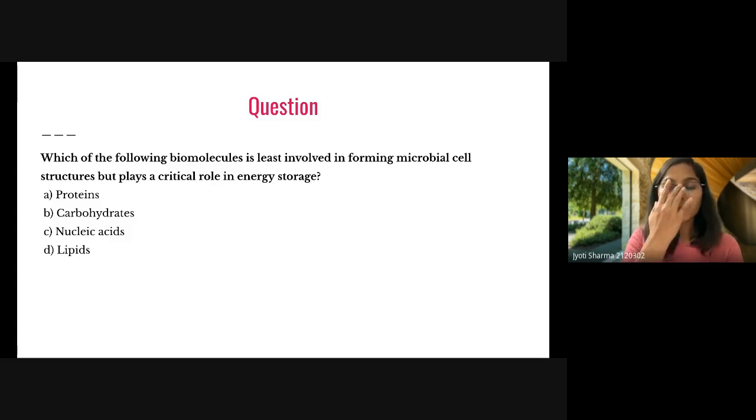Okay, the next question is, which of the following biomolecules is least involved in forming microbial cell structure but plays a crucial role in energy storage?